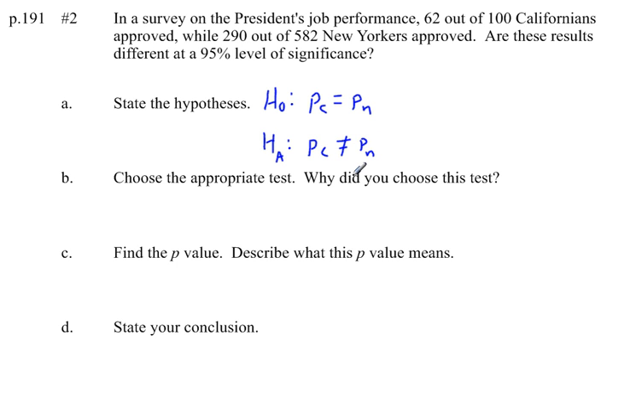So what kind of test are we going to use? Well, we're comparing two proportions. So looking at that, I should spell this correctly. Looking at that, the only choice we have is the two proportion z test. We're comparing the proportion of Californians to the proportion of New Yorkers.